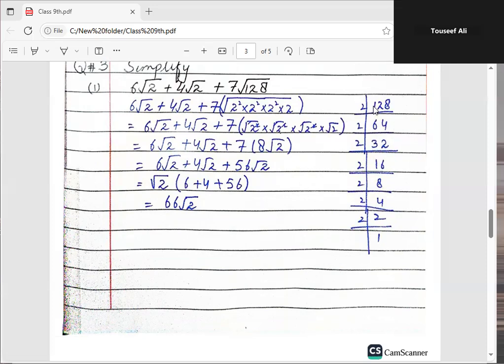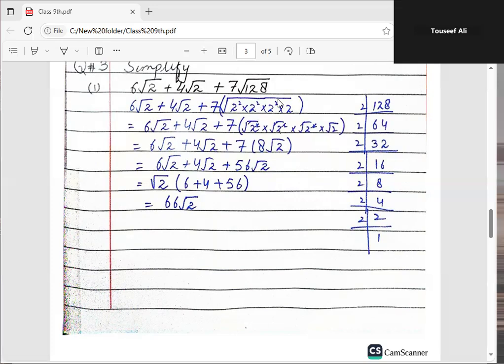Here, the prime factorization of 128 is: 128 is 2 multiplied by 64, 64 is 2 multiplied by 32, 32 is 2 multiplied by 16, 16 is 2 multiplied by 8, 8 is 2 times 4, 4 is 2 times 2, and 2 is 2 times 1. This means 2 squared multiplied by 2 squared multiplied by 2 squared multiplied by 2 is the prime factorization of 128.